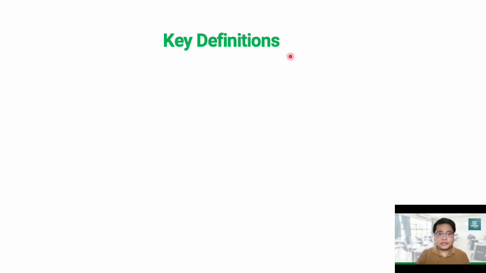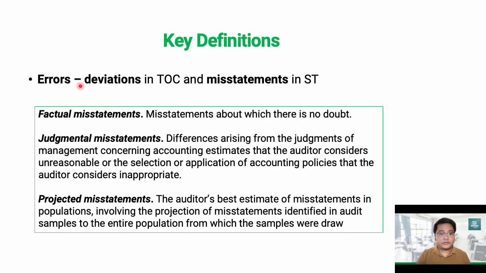Now let us discuss some key definitions that we will be using in this topic. First, we have errors. When we say errors, errors are either deviations in test of control or misstatements in substantive test. In test of control, the numerical amount is not yet significant. What we are trying to test is the presence or absence of the attribute, or of the expected process or control in place.